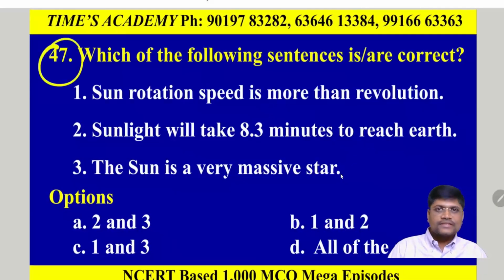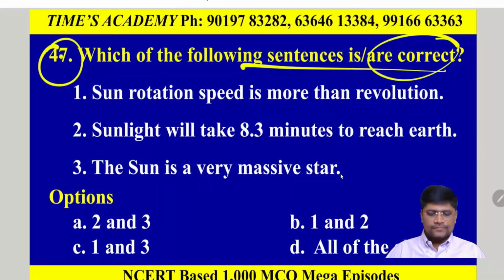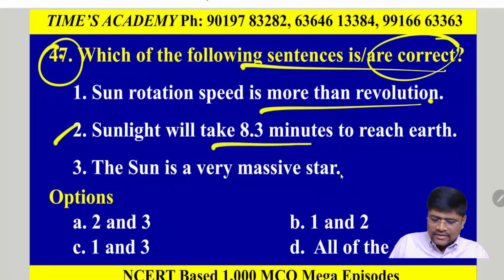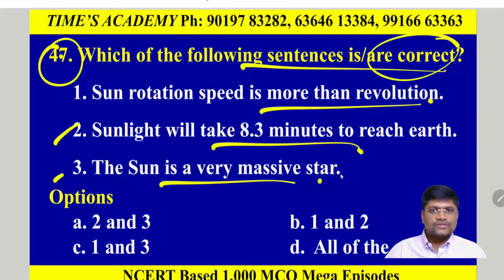Question number 47. Which of the following sentences is correct? First, the Sun's rotation speed is more than the revolution. Second, sunlight will take exactly 8.3 minutes to reach the Earth. Third statement, the Sun is a very massive star.